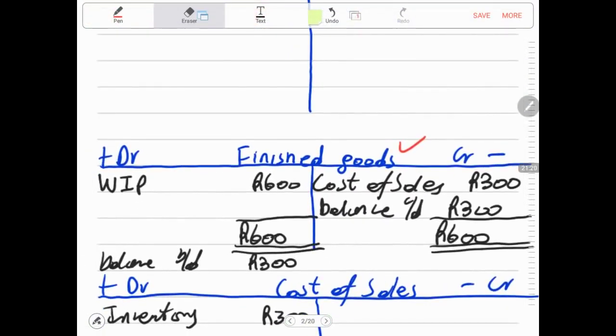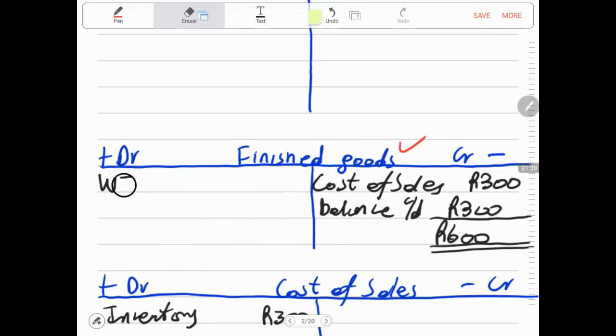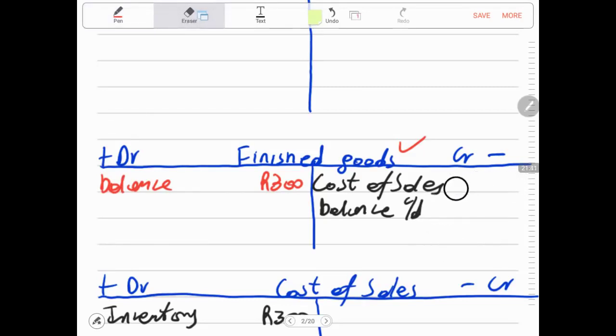Then I go to my inventory and I say, what is my opening balance of the finished goods? Opening balance of the finished goods is 300. Then I do the same thing with regards to finished goods, and this opening balance will be an amount of 300. Therefore now I begin with my balance of 300 rand starting the new accounting period.